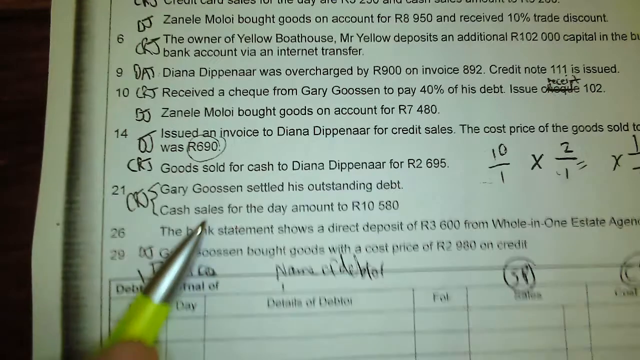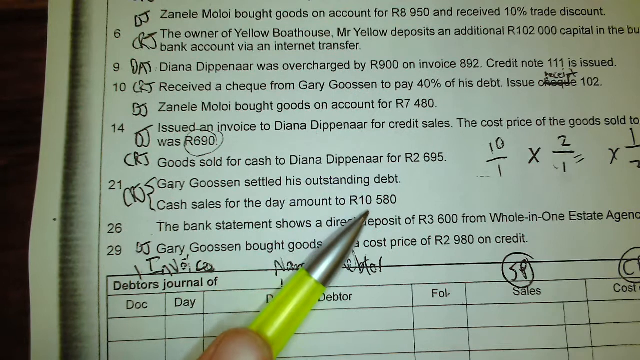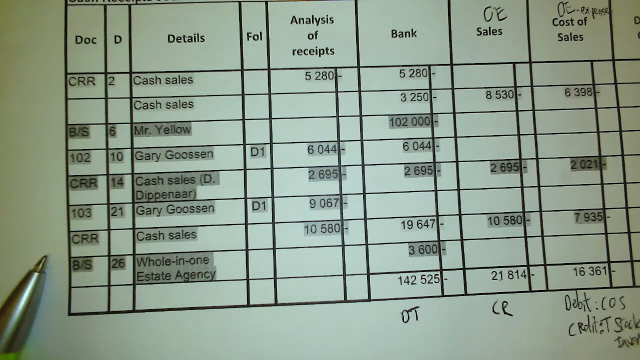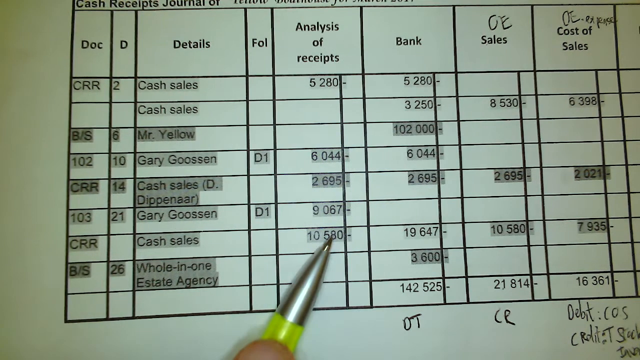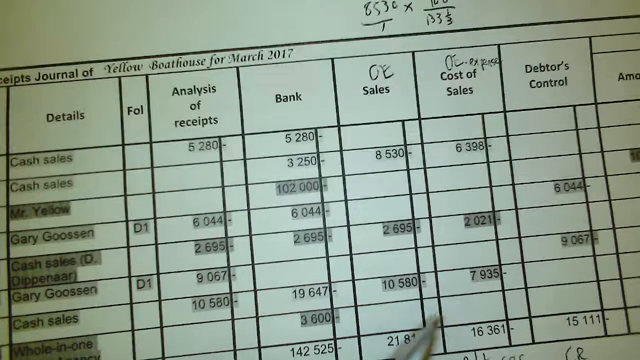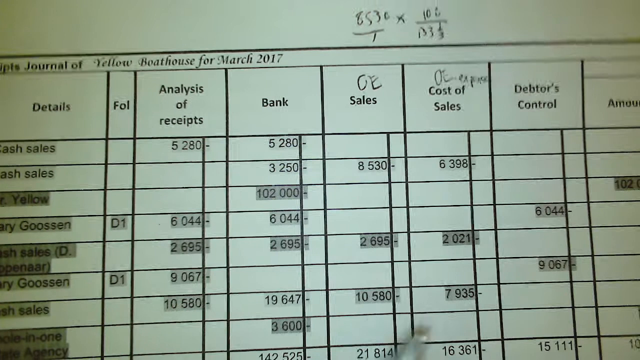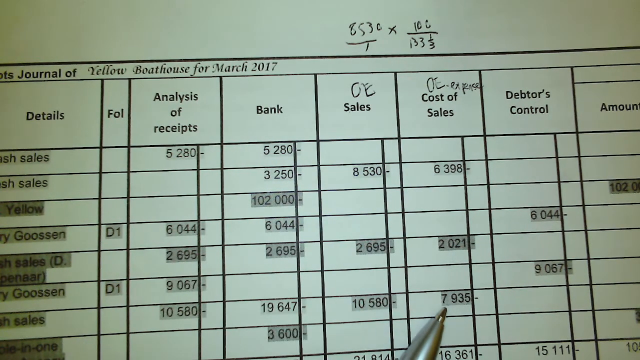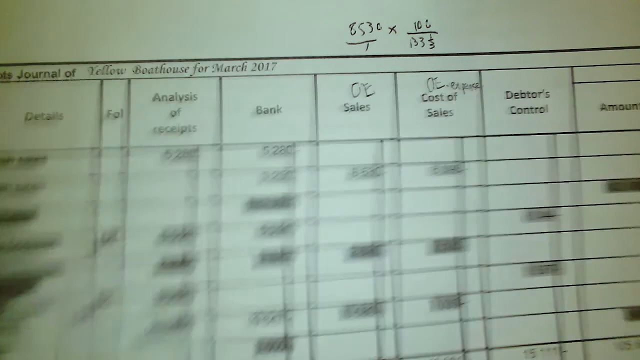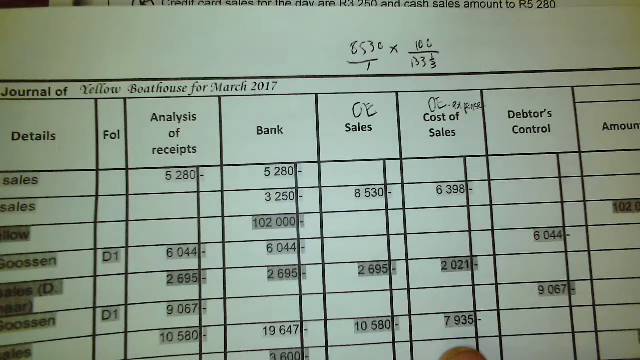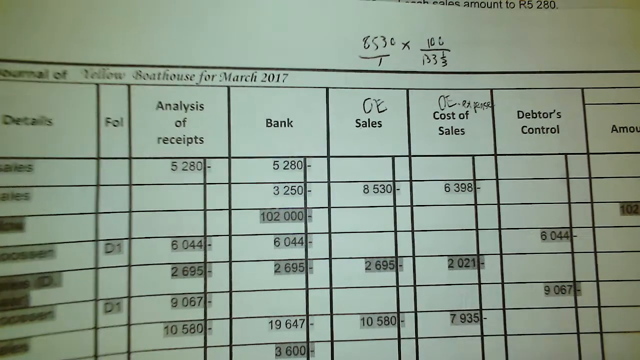Right, then another transaction on the same day, cash sales for the day 10580. So on the 21st, cash sales, cash register roll is the source document. We put it in analysis, and now we add the two together. At the end of the day, we put it in bank, we put the 10580 in sales, and now we multiply by 100 over 133 to get the 7935. Okay, so that's how we got to the 7935 in the cost price column.